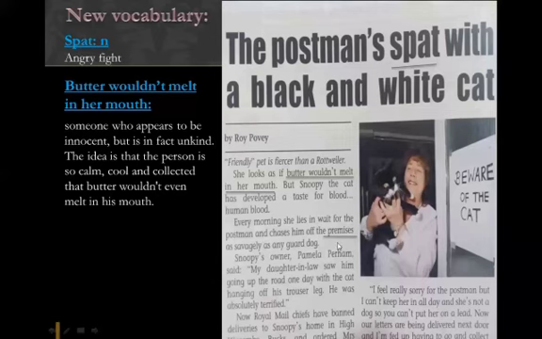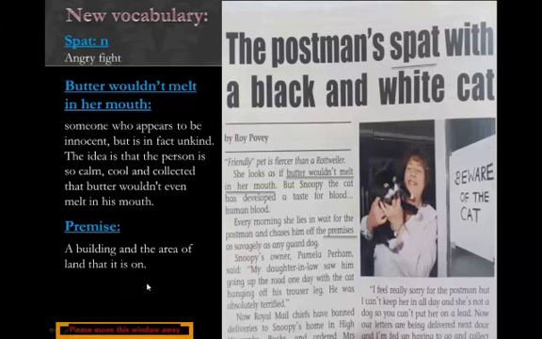Every morning she lies in wait. Every morning she lies in wait for the postman and chases him off the premises as savagely as any guard dog.